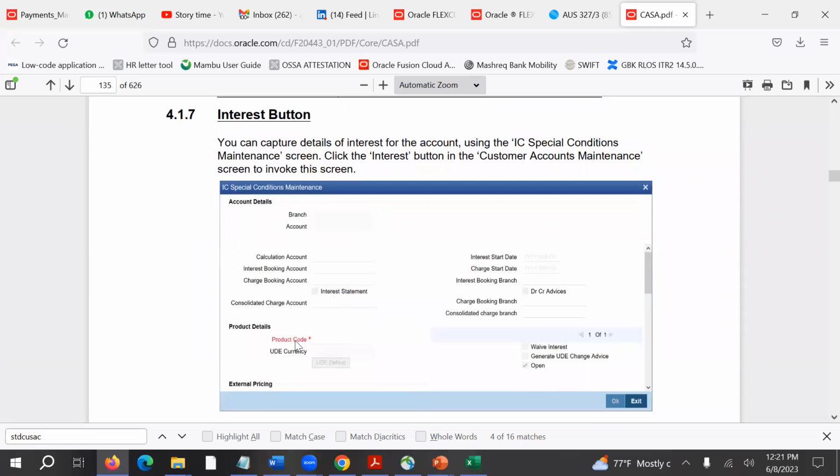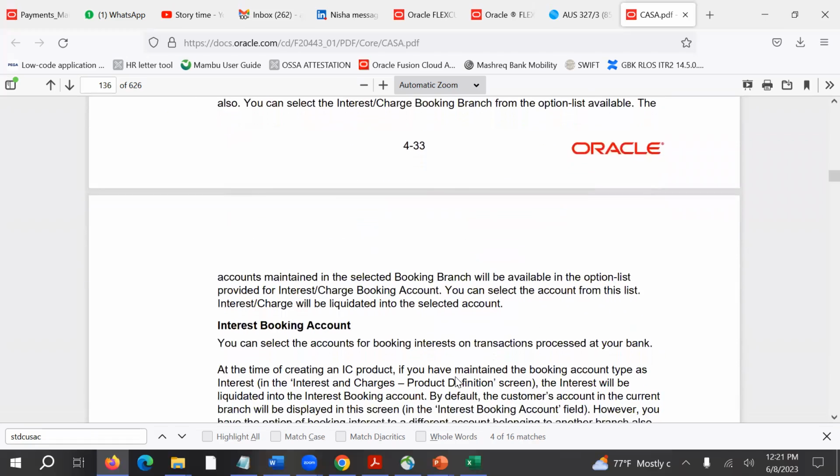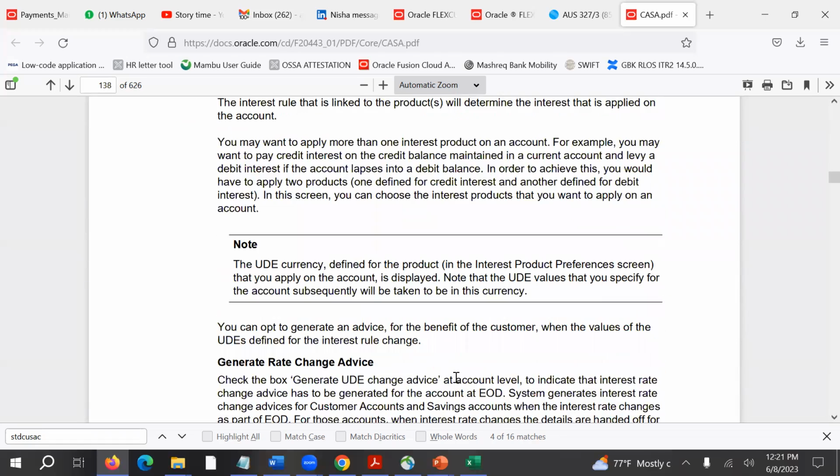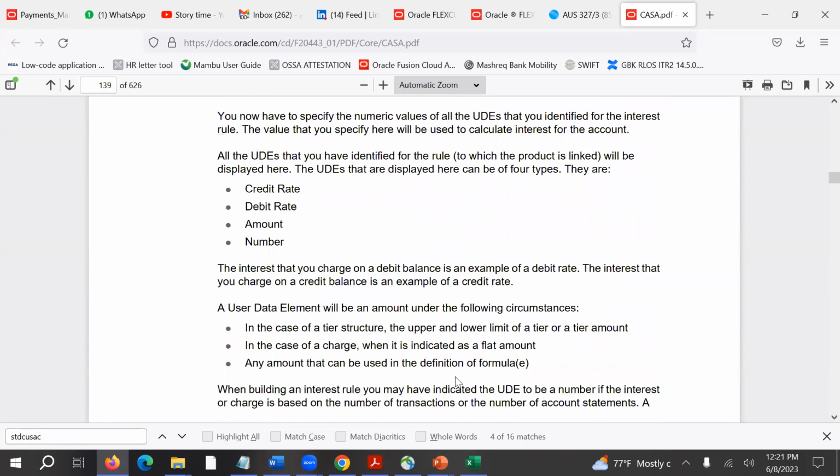Okay, and this is the interest product where I can add the product code, and if I want to waive, I can waive or keep it open. And below that, you will have effective dates, and the UD rates we can maintain.